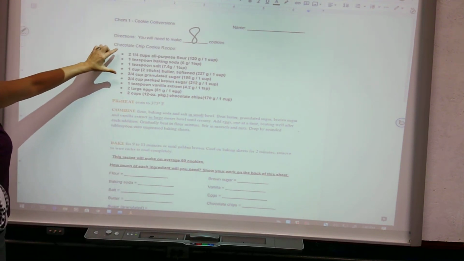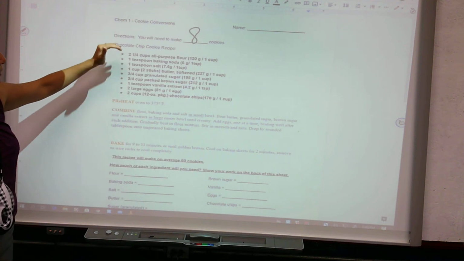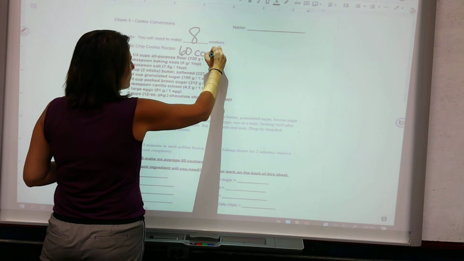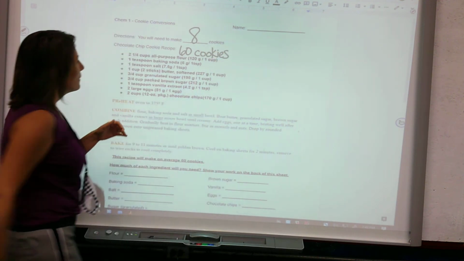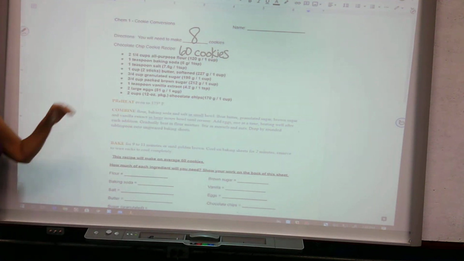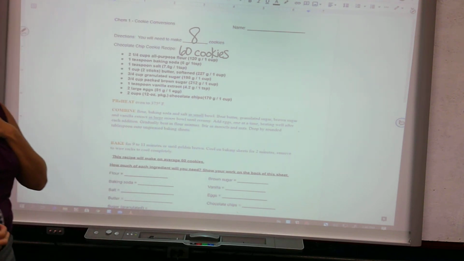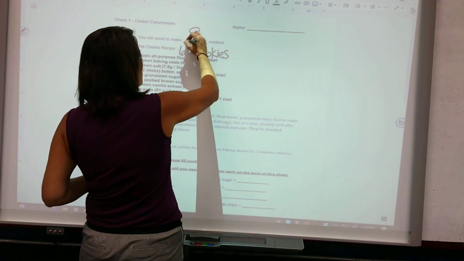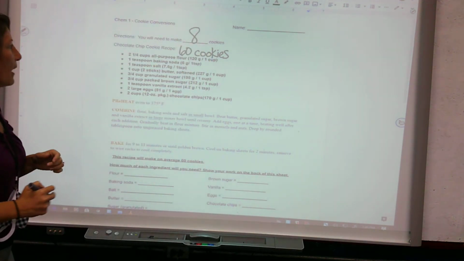So this tells us exactly how to make, this is a recipe for 60 cookies. So it's 2 1/4 cup. That's how much should make 60 cookies. So I did the example if I would have given you 20. So if I would have said, hey, you're going to do 20 cookies right here, how do you set that up?